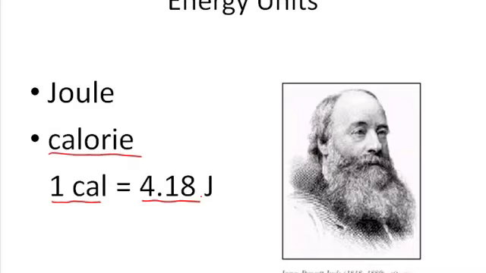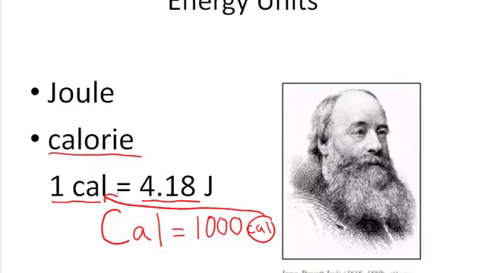Okay? Now, on a food label, you see big calories. And a big calorie is equal to 1,000 little calories. Okay? And this right here is equivalent to that. So, a food calorie is 1,000 little calories. So, therefore, don't get those confused.